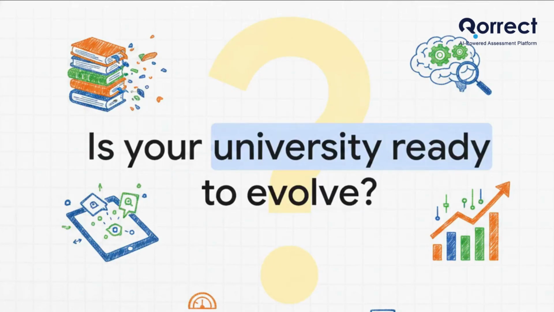Which leads us to our final thought today. When you look at the sheer necessity of scalable, data-driven evaluation right now, the shift away from paper isn't just a trend, it's inevitable. The benefits for faculty workloads and student outcomes are just too massive to ignore. So the question isn't if higher education will change, but when. Is your university ready to evolve?